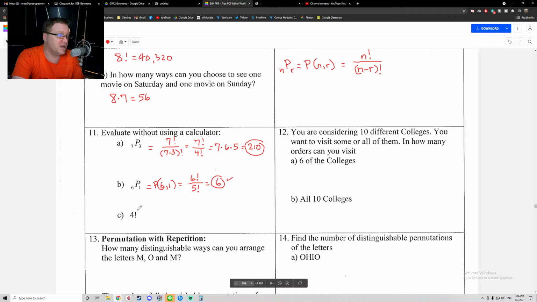And then finally, 4 factorial, well, that's just 4 times 3 times 2 times 1, which is 24.